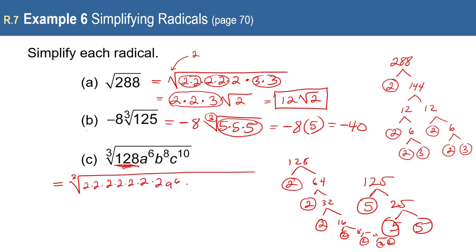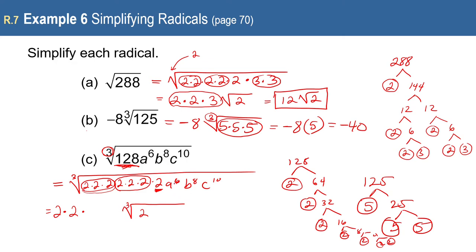a to the 6th, b to the 8th, c to the 10th. For part C, we're looking for groups of 3. Notice the cube root of this set is 2. The cube root of this set is 2. And we have a 2 left on the inside. The index is still 3.